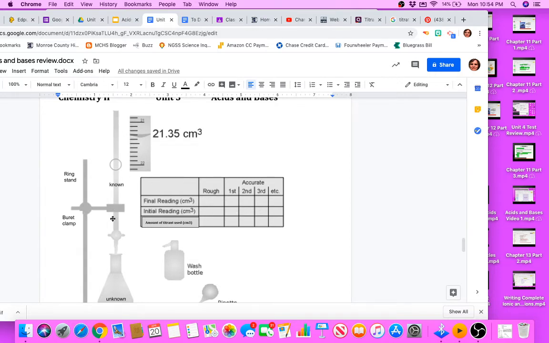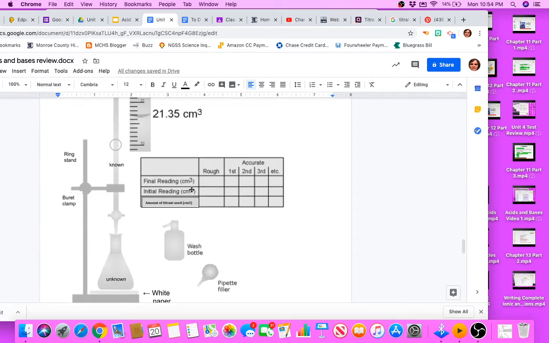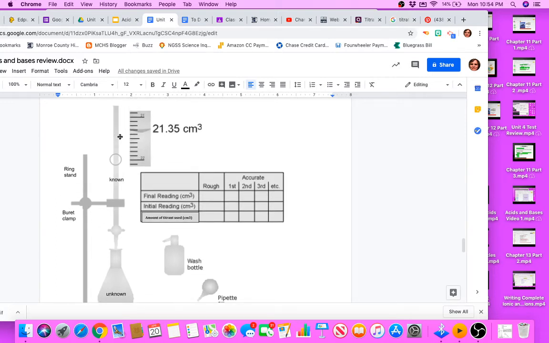Then, once you're finished, you keep adding that base into this flask of acid until you get that pale pink color change, a pale pink color that does not go away even with swirling. Then you stop. You've reached your endpoint. You stop and you do a final reading of your burette. So whatever the level of the base is in the burette now that we have reached the endpoint, you would write it here. And then to get the amount of titrant, in this case sodium hydroxide, our base, it's your titrant, your solution with your known concentration. It's in your burette. To get the amount that you use, you take the final reading minus the initial reading.